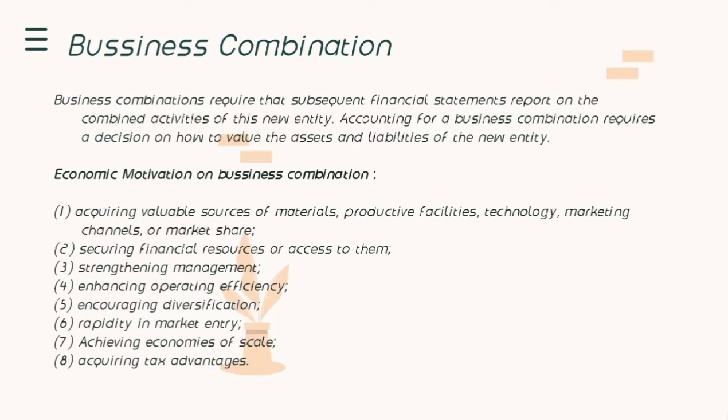Alright, now we are going to talk about business combination. Business combinations with sound economic motivation have a long history. Among the economic reasons for business combination are: first, acquiring valuable sources of materials, productive facilities, technology, marketing channels, or market share. Second, securing financial resources or access to them. Third, strengthening management. Fourth, enhancing operating efficiency.